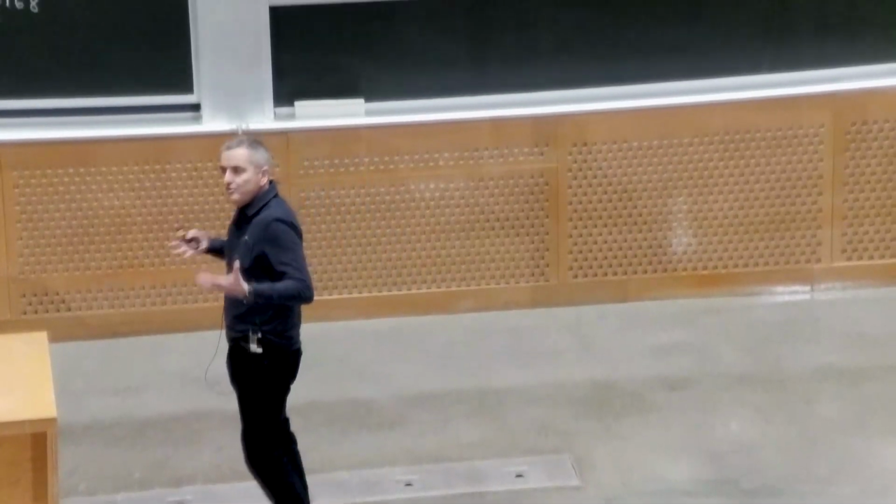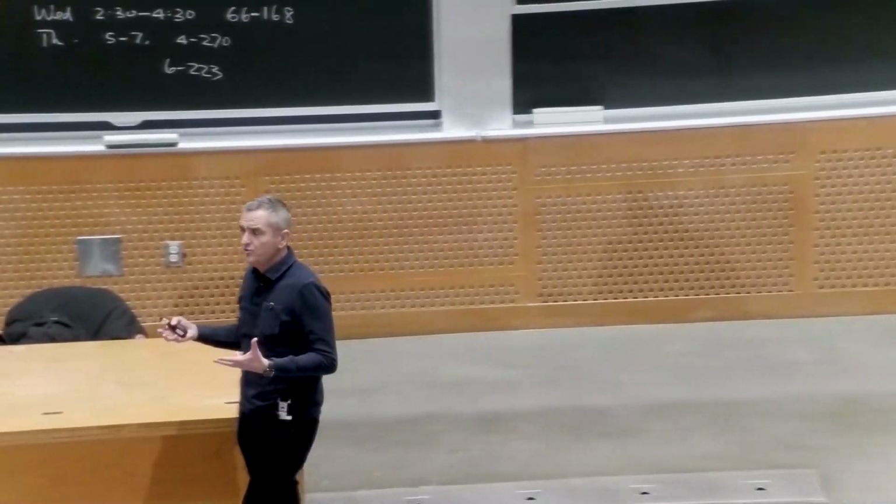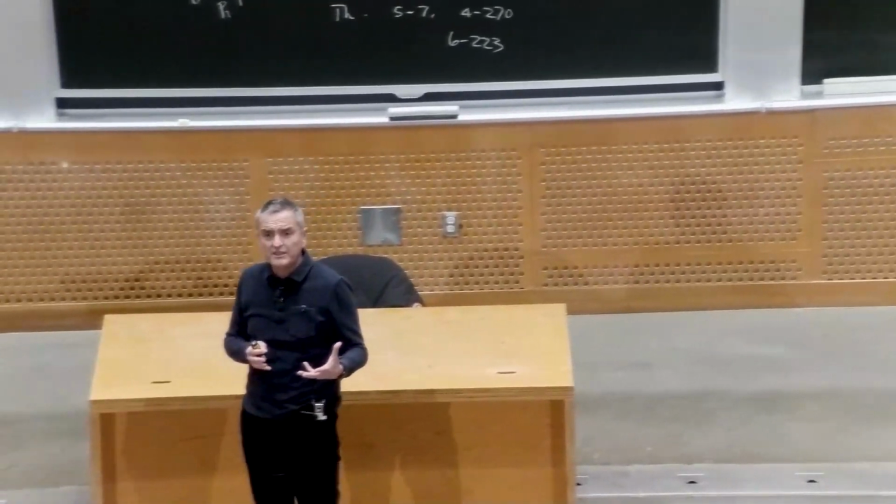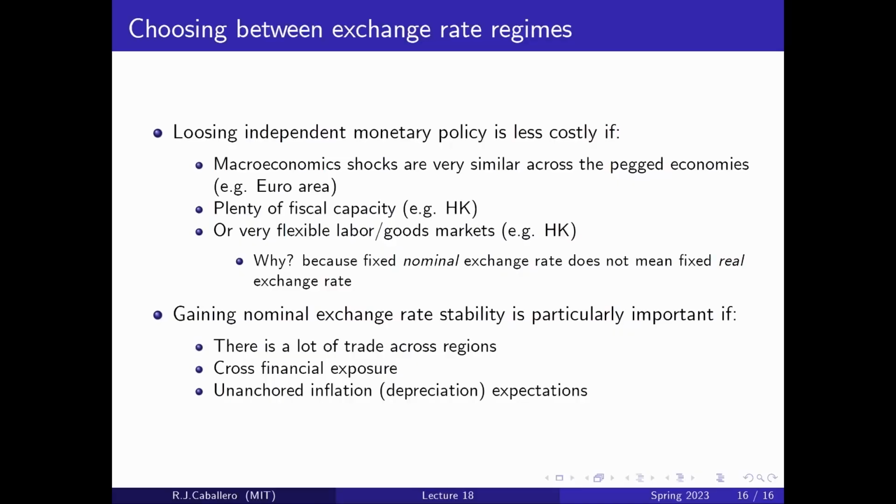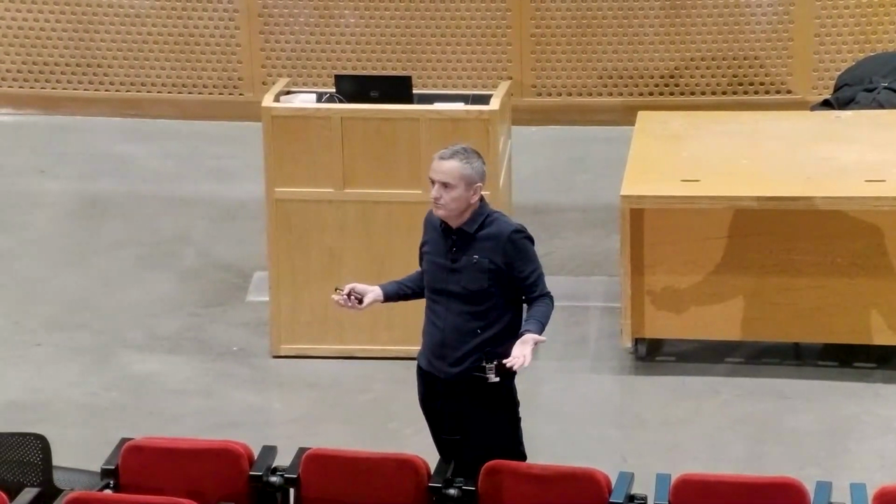But so when can you do that? Well, first, you can do it with respect to some other country where the shocks are very similar. You know, if you're Mexico, or the north of Mexico, something like that, and all your shocks are really shocks to the U.S., then the U.S. can do the monetary policy for you, because you have the same shocks.